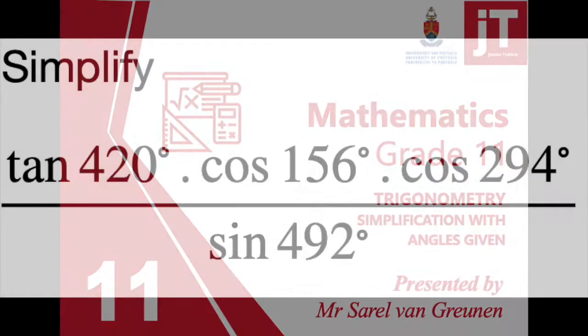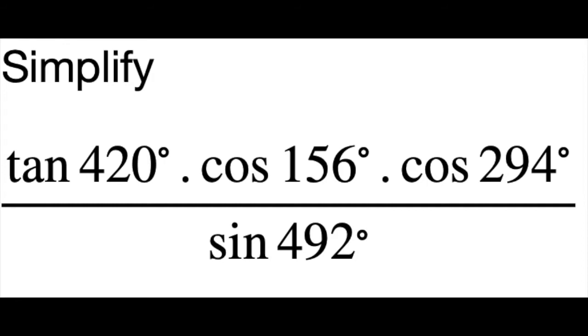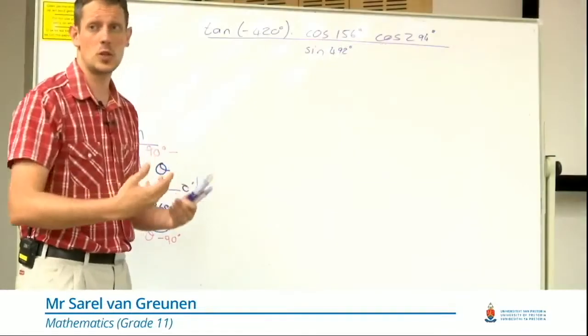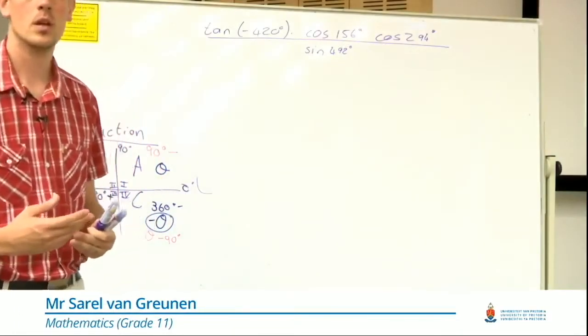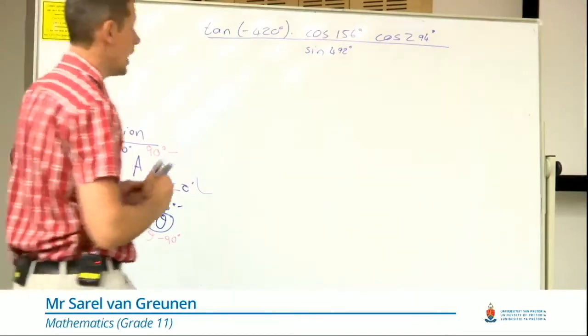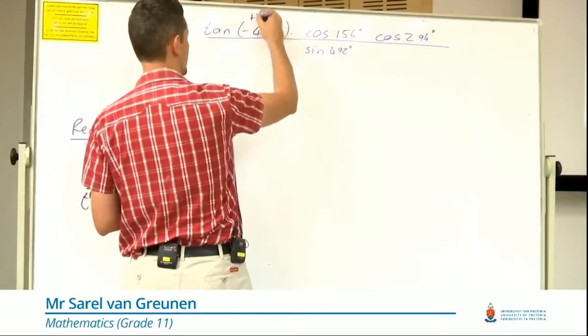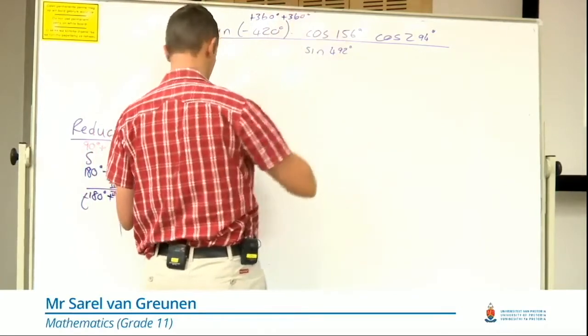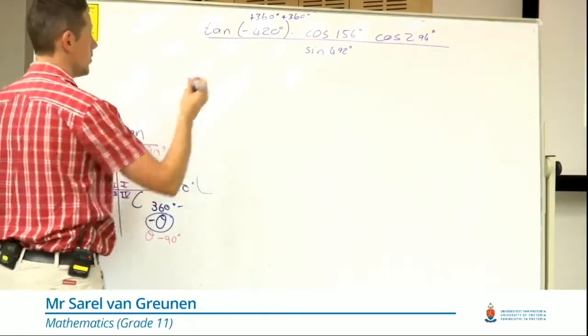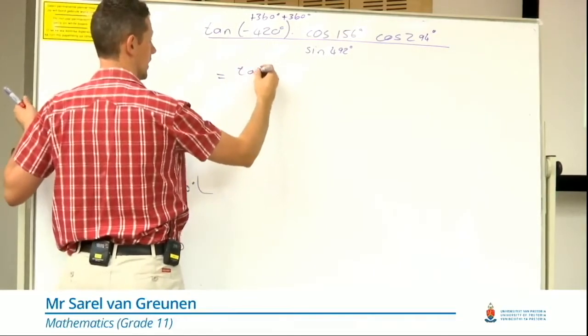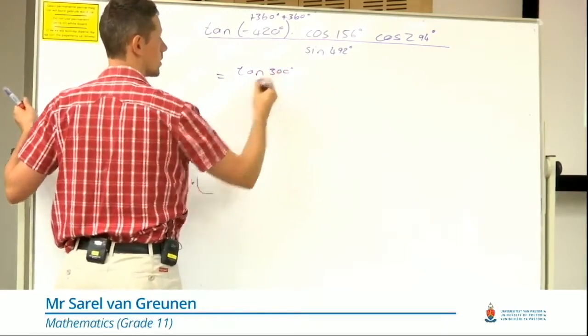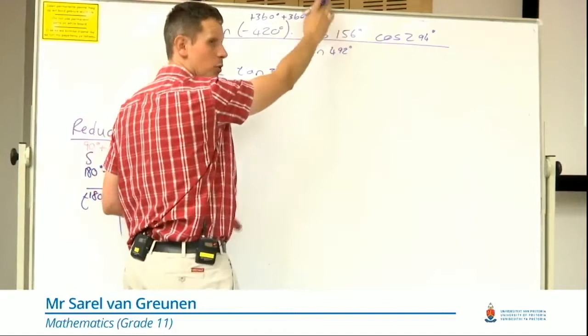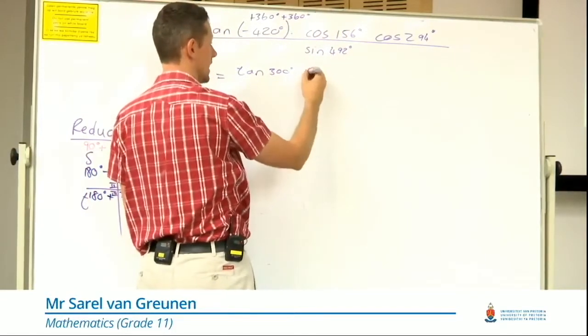Okay, but let's start with step one. Step one says, get all angles between 0 and 360. So I'm going to add 360, and I'm going to add 360. This leaves me with tan 300. This one is already between 0 and 360, so I leave it like that.